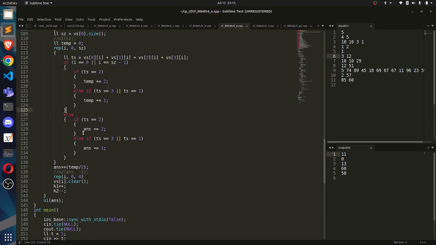If it is 4 or 0 ones, I am not doing anything. If it is 2, I am adding 2 to the answer, and if it is 3 or 1, I am adding 1 to the answer.